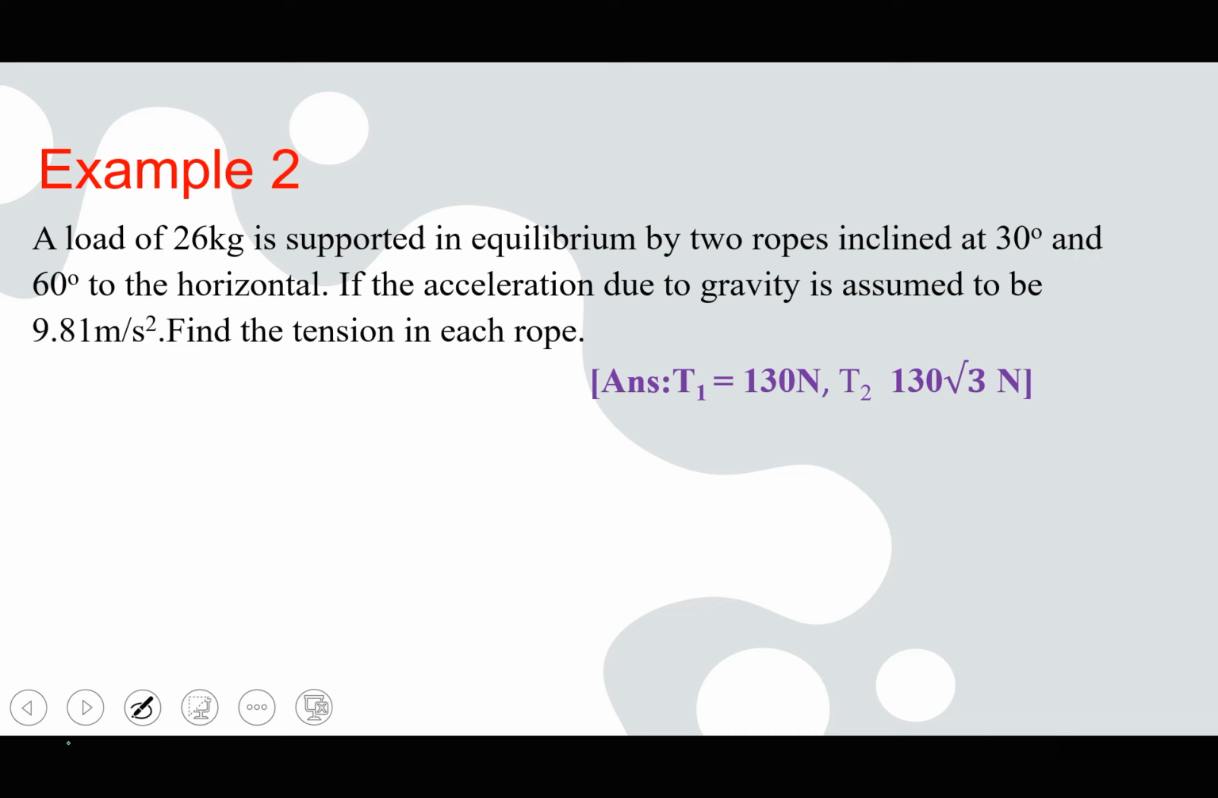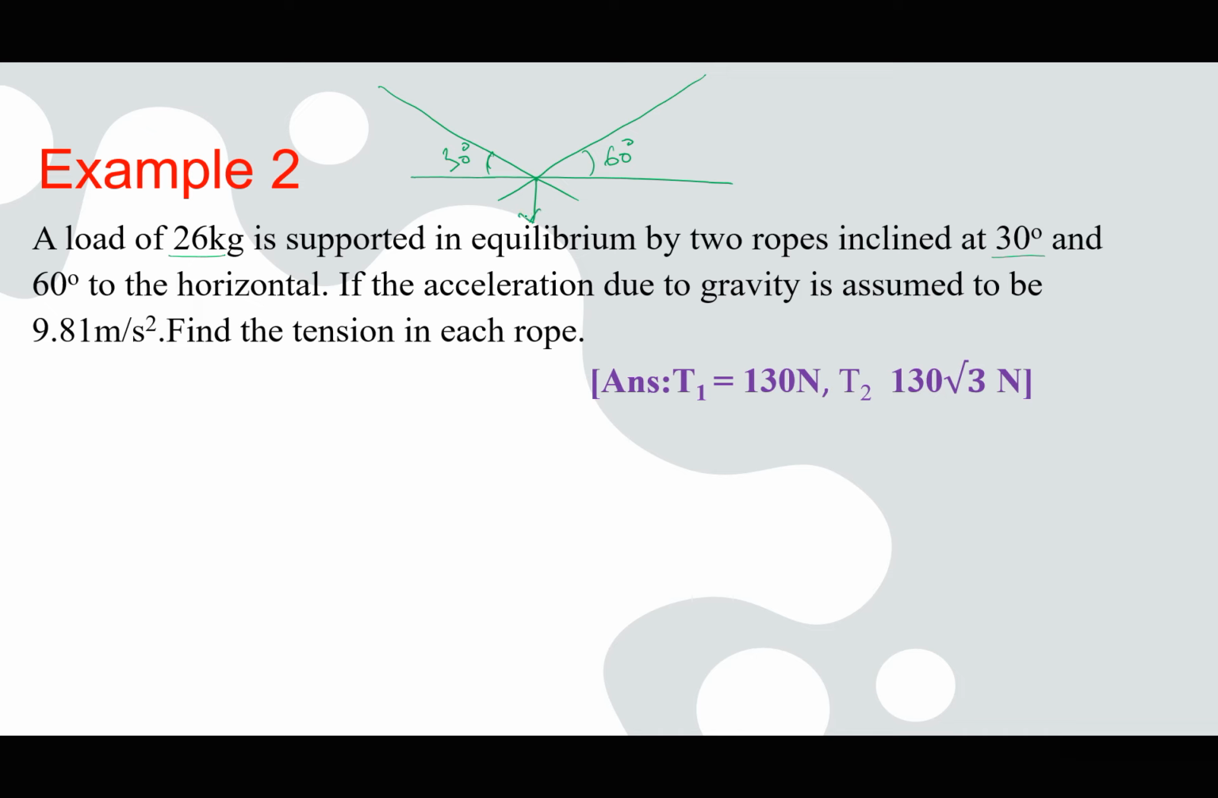Okay, example number 2. A load of 26 kilograms is supported in equilibrium by 2 ropes inclined at 30 degrees and 60 degrees to the horizontal. So let me draw the horizontal here, and we have 2 ropes. One is inclined at 30 degrees. These are not drawn to scale. Let this be 60 degrees. The other one is going to be 30 degrees to the horizontal. And there is an object here which is supported.